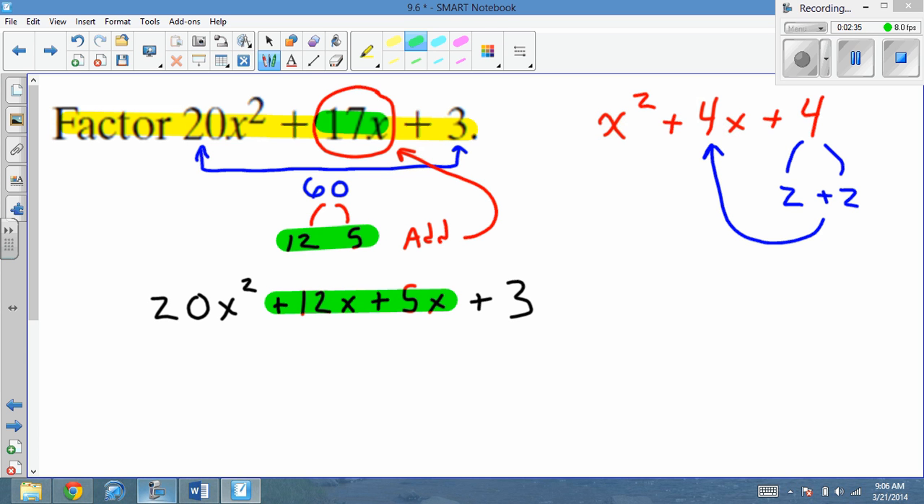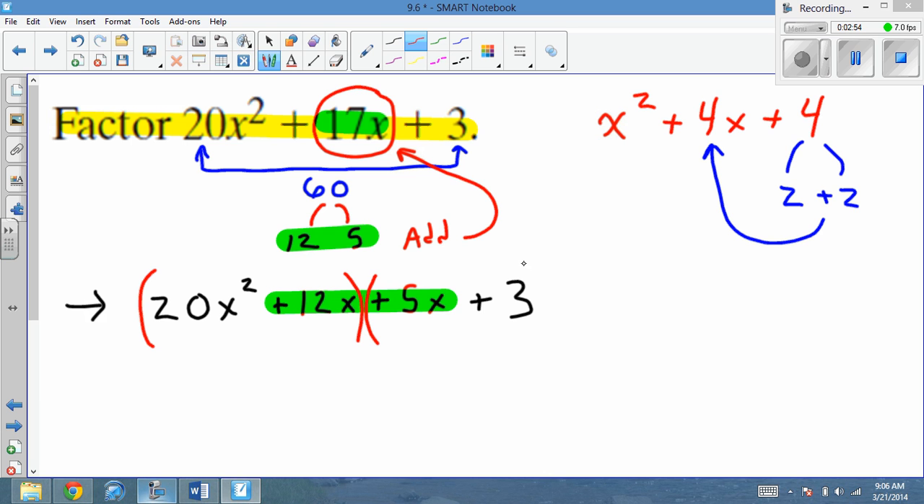Using what we know about combining like terms, 12x plus 5x is indeed 17x. So the original equation I highlighted in yellow, and this particular equation I'm working with right here are indeed the exact same equation. This now allows us to factor by grouping.